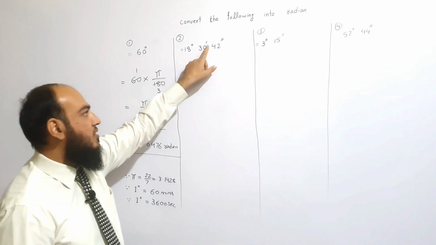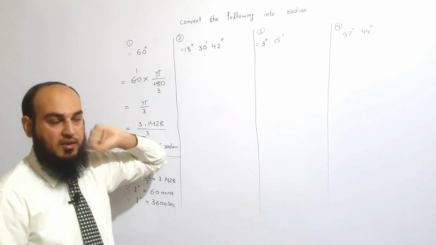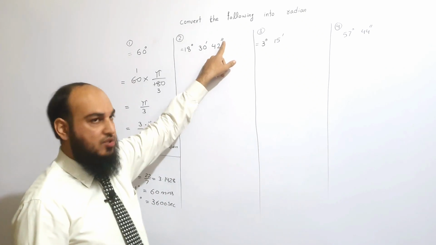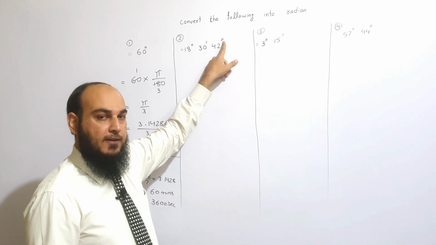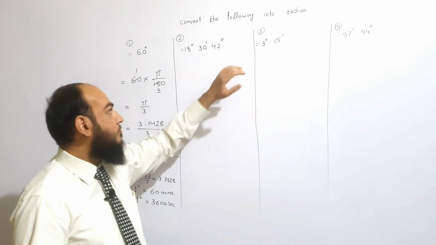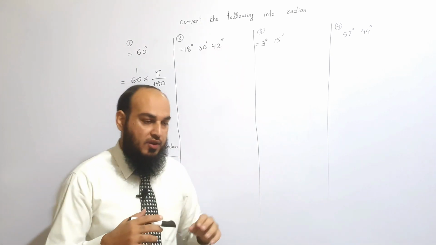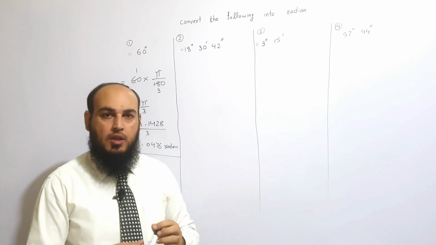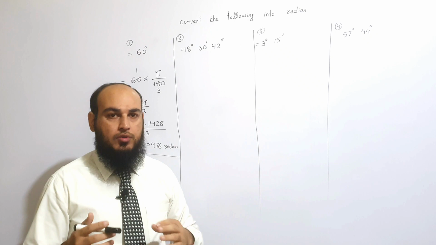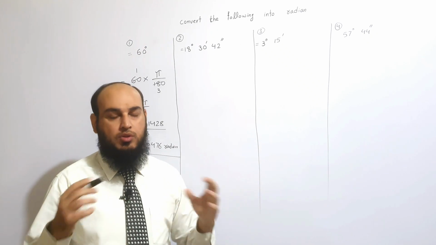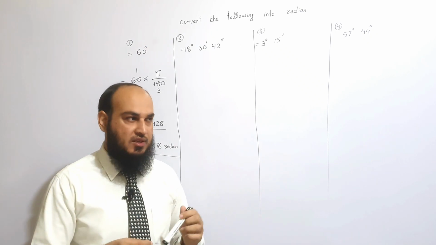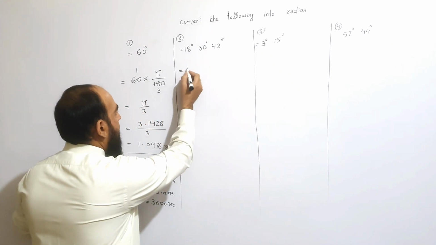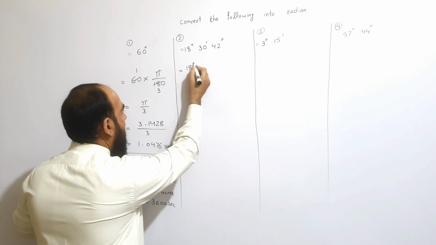The single dash on the top of 30 indicates minutes, and this double dash indicates seconds. So we are converting. First of all, if you want to convert it into radian, you can't convert it directly into radian. For that purpose, you have to convert it into the form of degrees. Then simply you can convert it into radian.